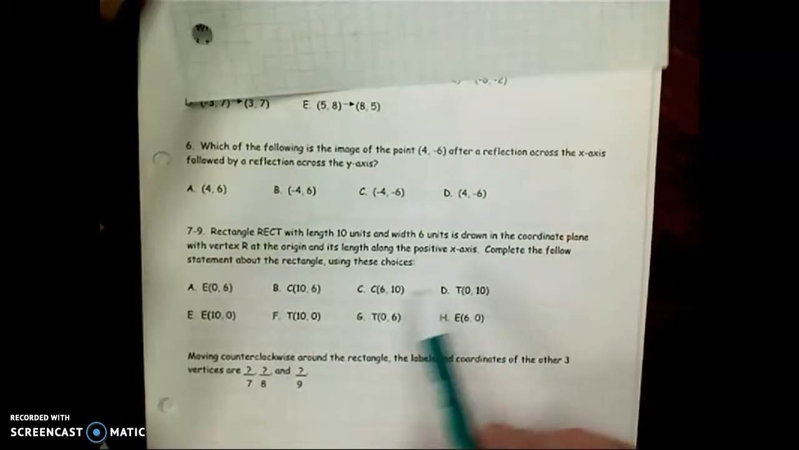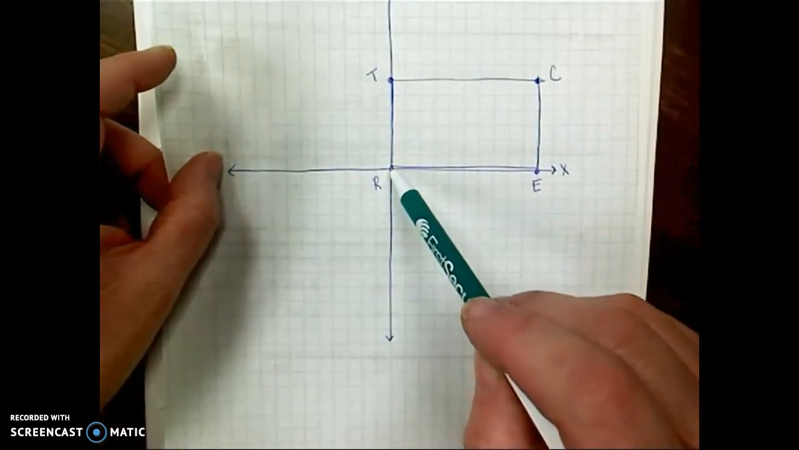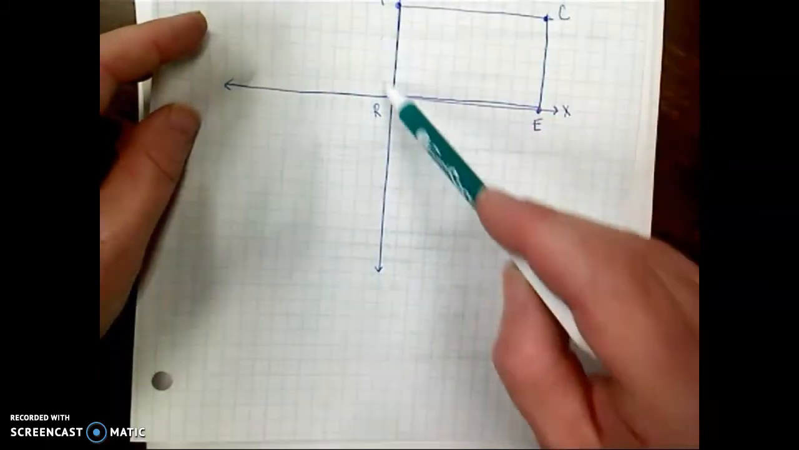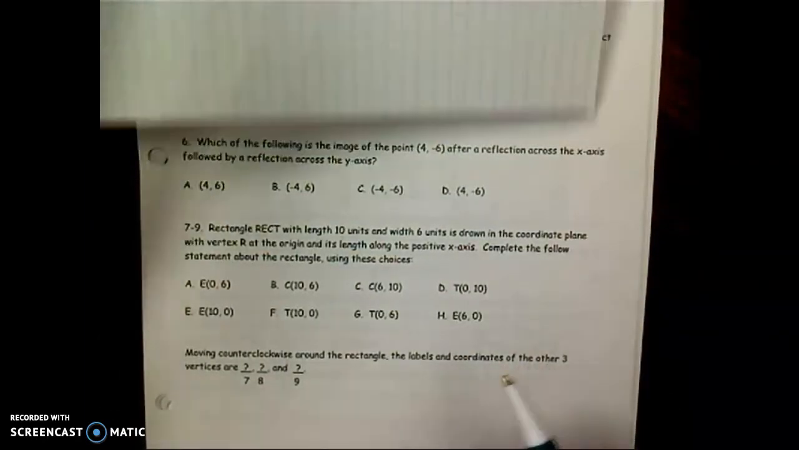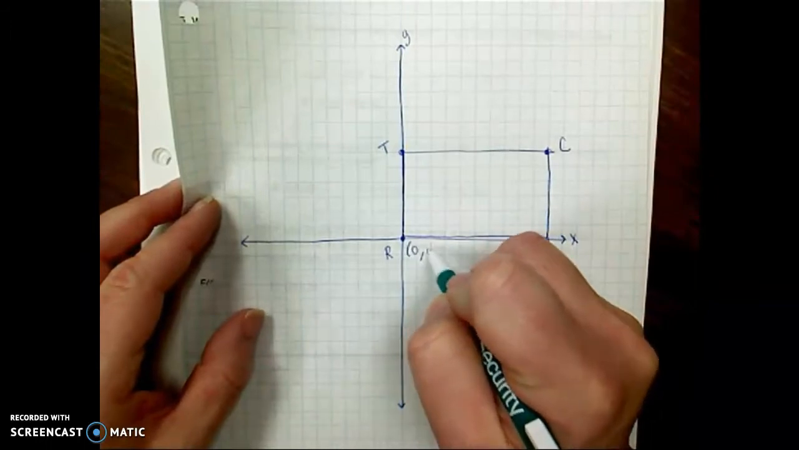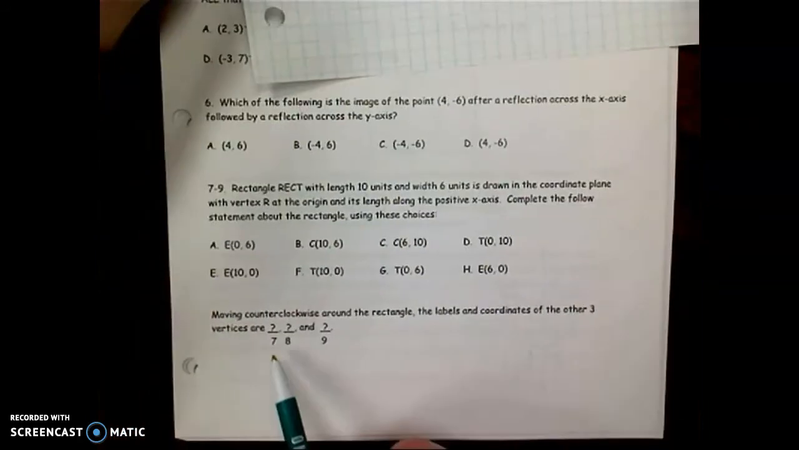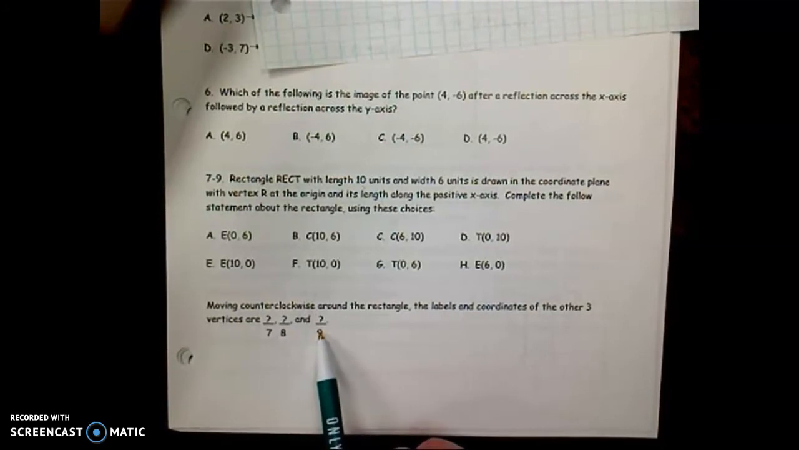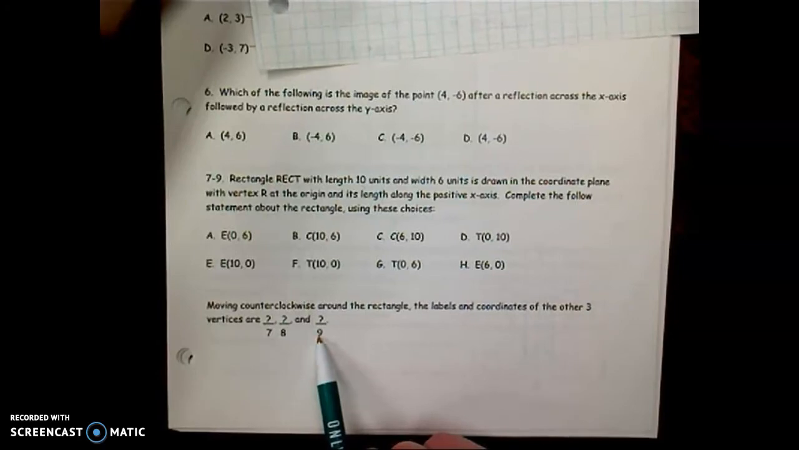So you are asked to complete the following. You're going to move counterclockwise around the rectangle. So this is R, so counterclockwise would be, of course, this direction. And you're going to label the coordinates of the other 3 vertices. So we know R is 0, 0. You're going to go counterclockwise and label the other 3. So this is going to be your second vertex, third vertex, and final vertex here. So that's going to be your answer 7, 8, and 9 in the Google form.